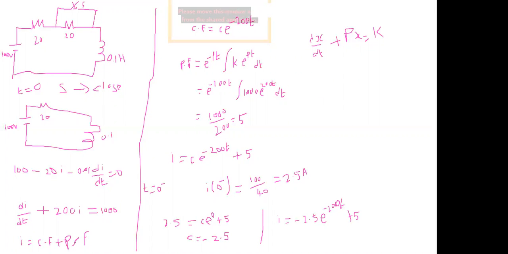Here the circuit gives a non-homogeneous difference equation. Then I have to calculate the complementary function and the particular function. The differential equation is in the form dx by dt plus px equal to k. Then I write e power minus pt, integral of k into e power pt dt. I already discussed this formula in the first unit. This is the way to calculate it.